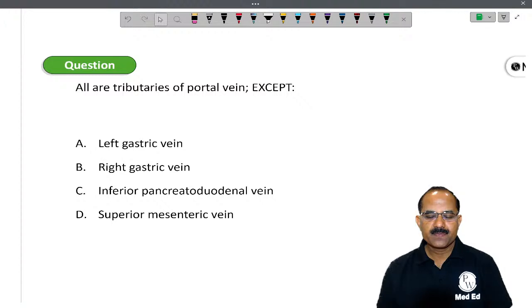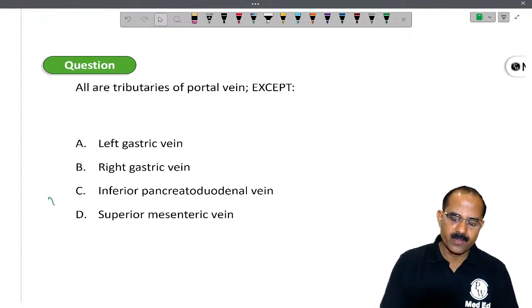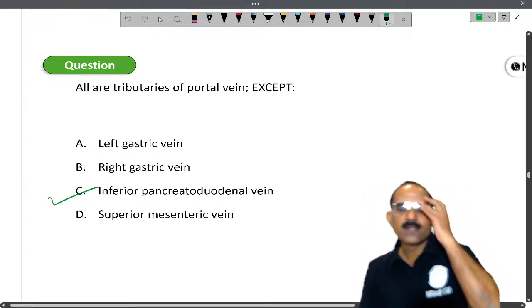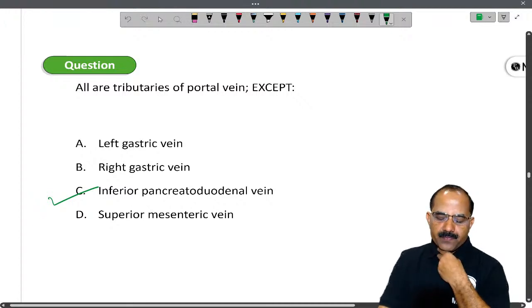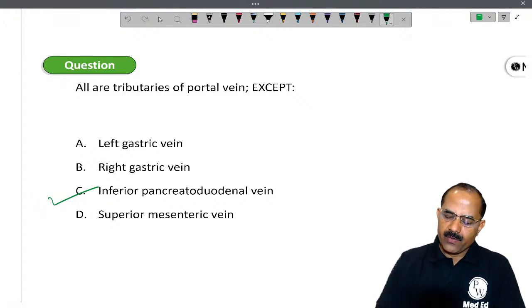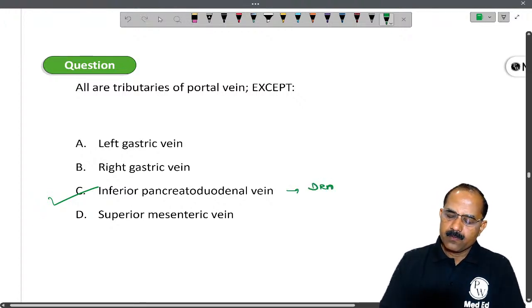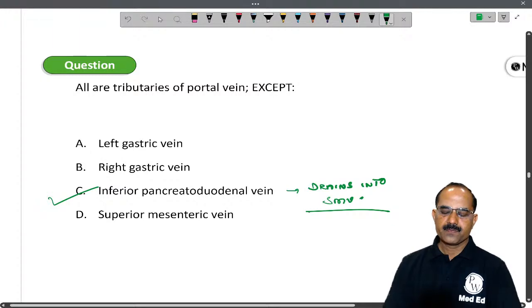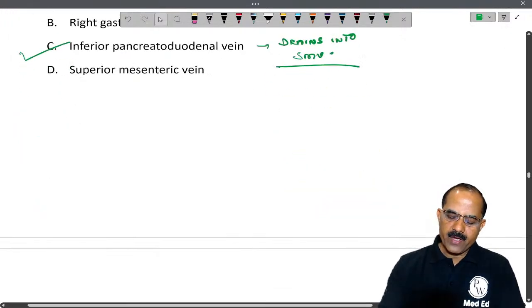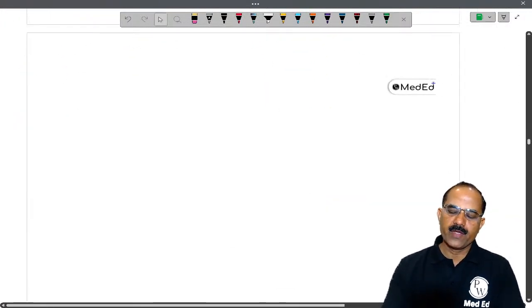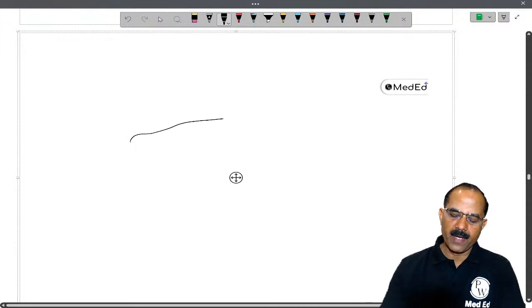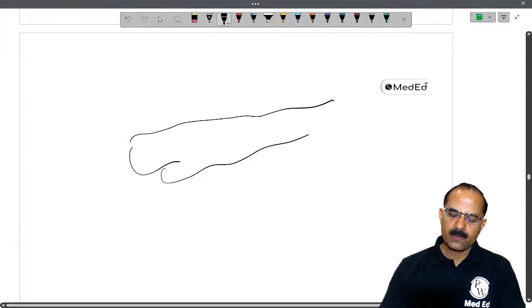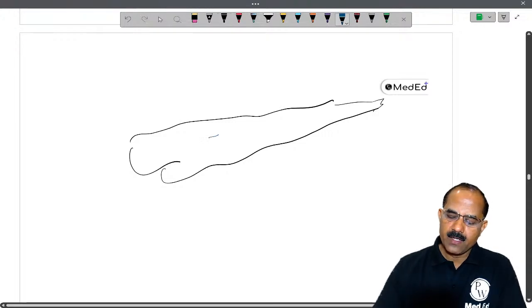Chalo, answer this. Inferior pancreaticoduodenal vein. Yes, very good. Yes, yes, Shubh. Inferior pancreaticoduodenal vein drains into superior mesenteric vein. How is the portal vein formed? Portal vein कैसे बनती है बच्चा? Portal vein is formed behind the neck of the pancreas, right? So, what is this vein? ये कौन सी vein है?